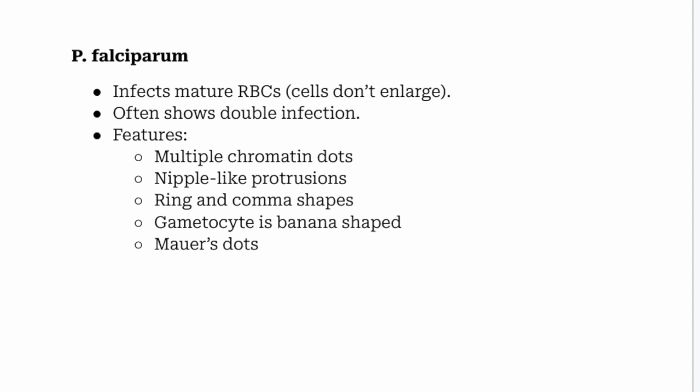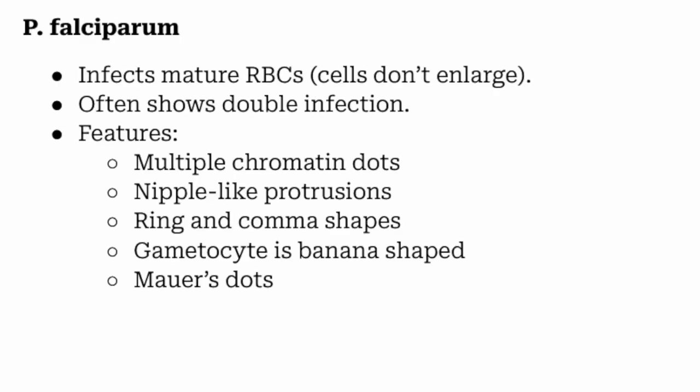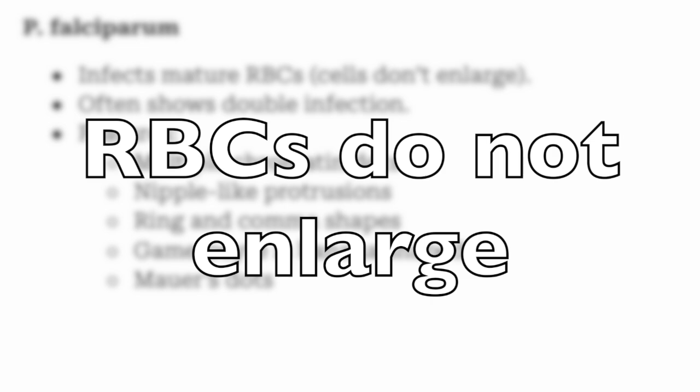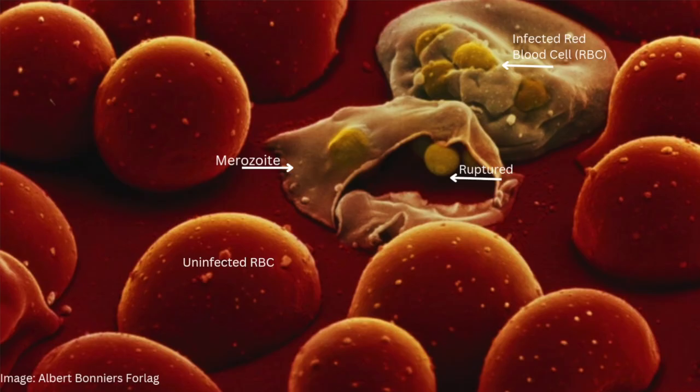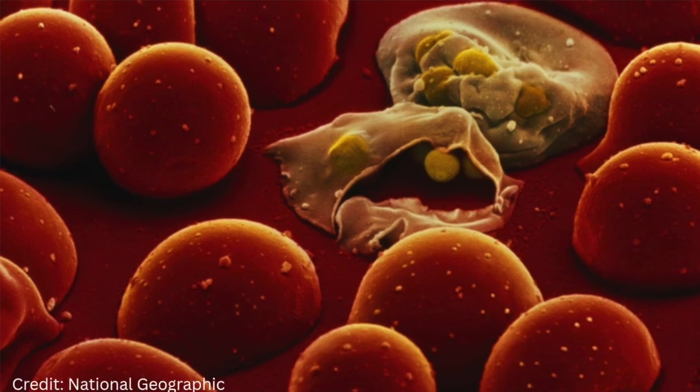So for P. falciparum, it's important to know that it infects mature red blood cells. Now, because they infect mature red blood cells that are already grown, they don't have capacity to enlarge. So you wouldn't see red blood cells enlarging when P. falciparum infects them.